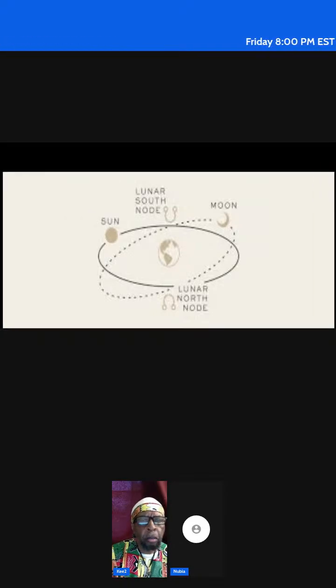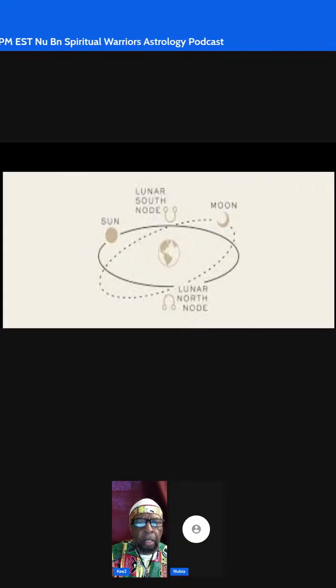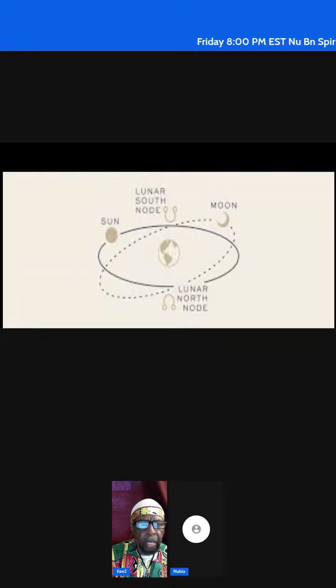Okay, I'd like to talk about the nodes. They're very important. Now, the lunar nodes, there's the lunar south node and the lunar north node. Now, these are not planets. These are points on the chart. In other words, they're where the sun and the moon intersect.